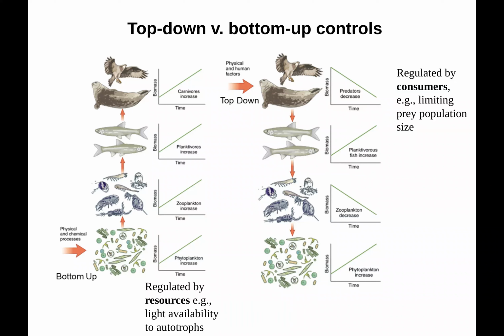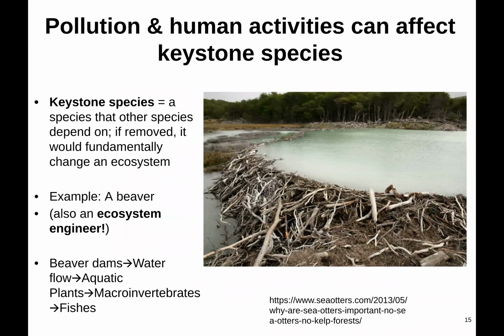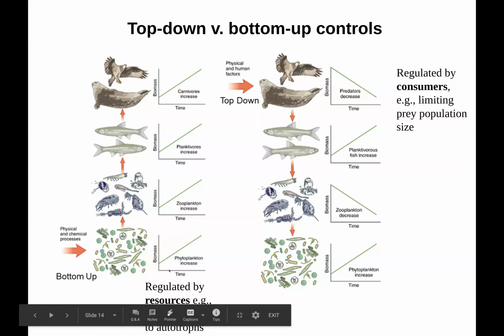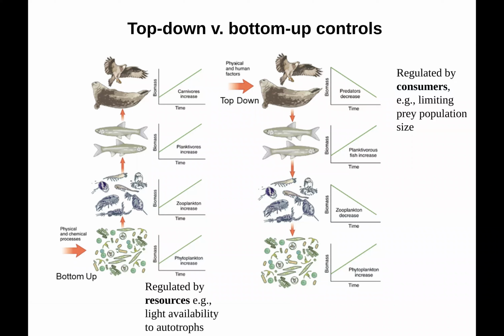Just as a note, the vast majority of ecosystems on the planet are controlled by bottom-up processes. Top-down processes aren't that common. They do exist, don't get me wrong, but most of the time you're seeing bottom-up processes.